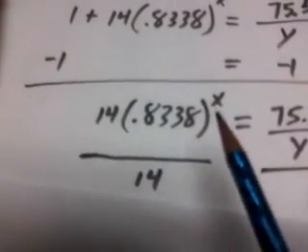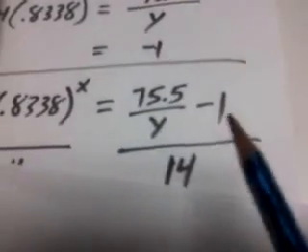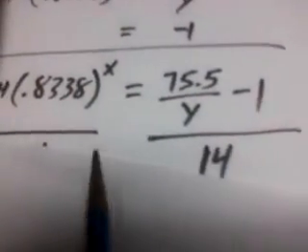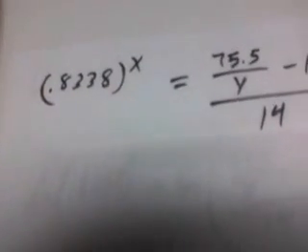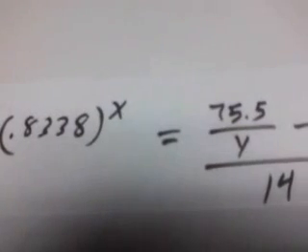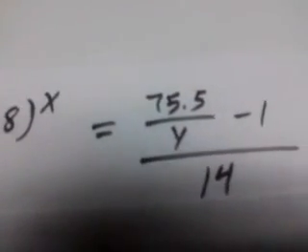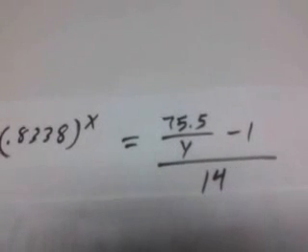0.8338 raised to the x power. On the right side of the equation, nothing cancels, so everything just remains the same on the right side of the equation. And that's what I have in the next step, as you'll see. I have 0.8338 raised to the x power equals 75.5 over y minus 1 over 14.